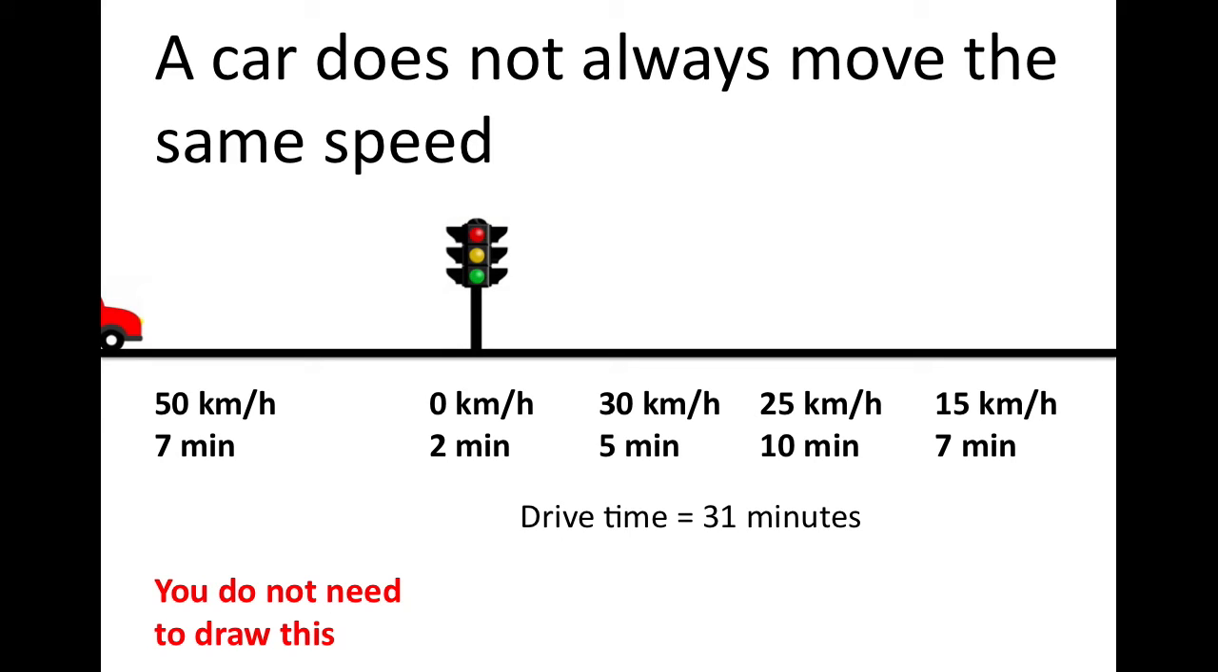Now, when we're talking about speed and velocity, a car does not always move at the same speed for the entire trip. There's this car here where the drive time is 31 minutes. Let's say for the first 7 minutes right here, it was traveling at 50 kilometers per hour and then stopped for 2 minutes, so it had a speed of 0, and then the speed increased and then decreased over the course of 5 minutes, 10 minutes, and 7 minutes. So how can we communicate this information? There are different ways.